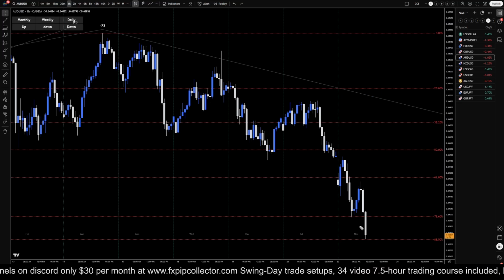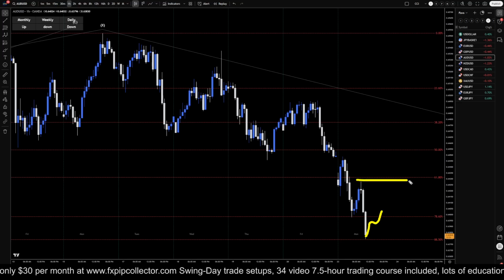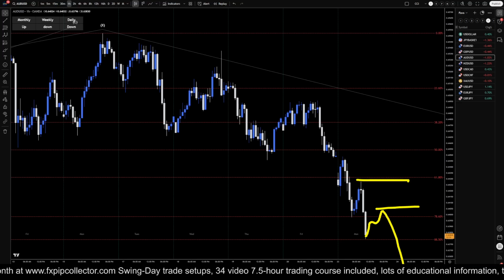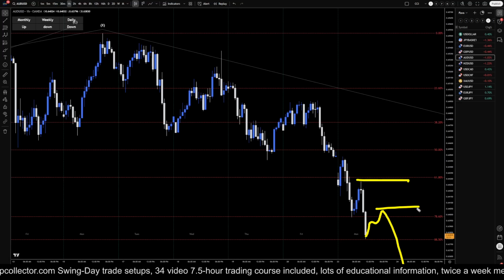Let's say price doesn't break structure, but instead goes up and makes another lower high, and just keeps on going down. That means that I would just continue to look for shorts. So I definitely would be recommending shorts.